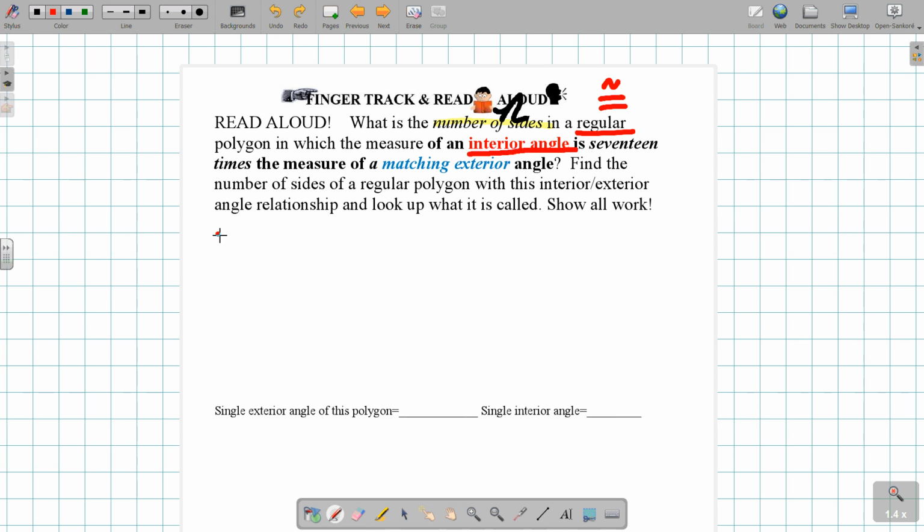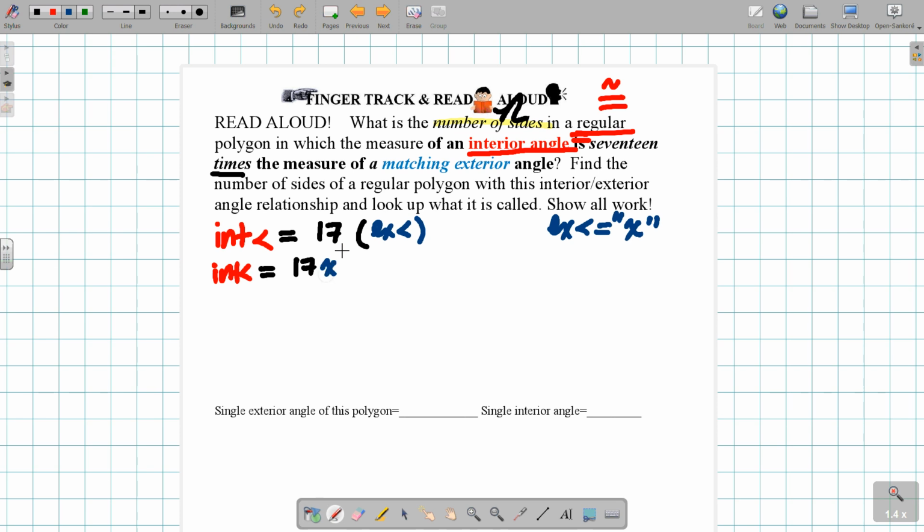The interior angle, that's an equal sign, 17 times greater than the measure of an exterior angle. Since the interior is being compared to the exterior, I'm going to make it easy. I'm going to say an exterior angle is simply going to be x. Notice it's not n yet. So my interior angle is going to be 17x, and my exterior angle is just going to be x.